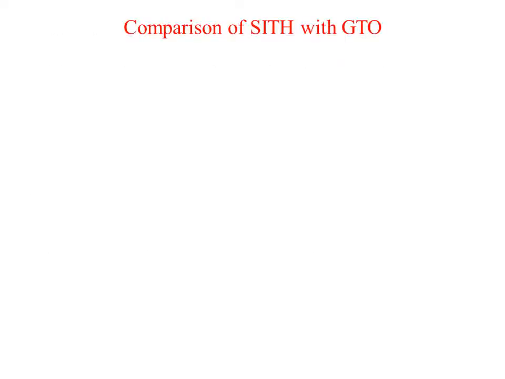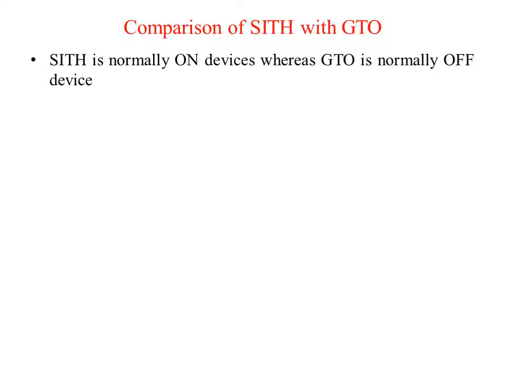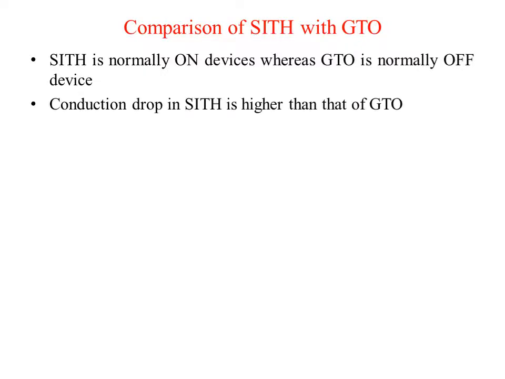Now we'll see the comparison of static induction thyristor with GTO. Static induction thyristor is a normally on device, whereas GTO is a normally off device. The conduction drop in SIT is higher than that of GTO because normally the SIT is an on device whereas GTO is an off device. So the conduction drop will be much higher in case of SIT rather than GTO.